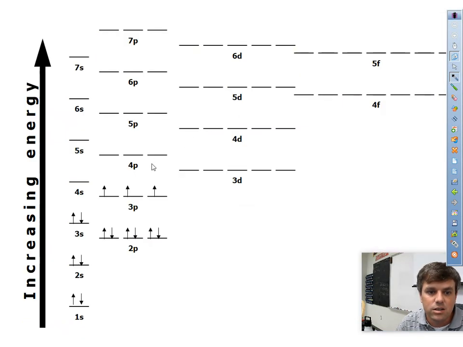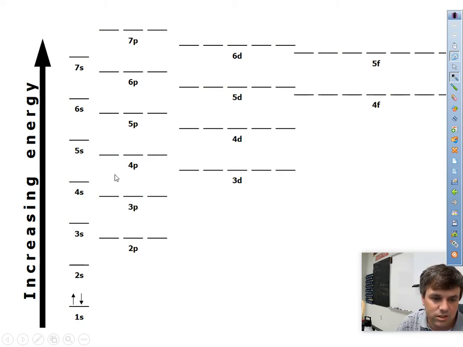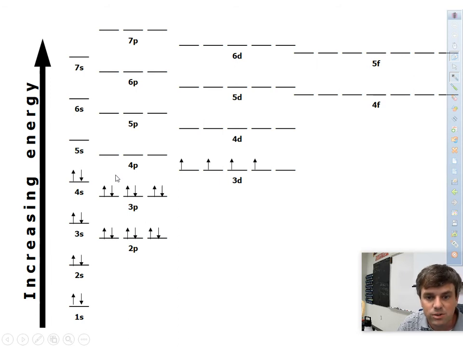And if we go back and check on our PowerPoint, if we're doing iron, which has 26 electrons, 1, 2, 3, 4, 5, 6, 7, 8, 9, 10, 11, 12, 13, 14, 15, 16, 17, 18, 19, 20, 21, 22, 23, 24, 25, 26. We'd find its electron configuration is 1s2, 2s2, 2p6, 3s2, 3p6, 4s2, 3d6. So it's the exact same.